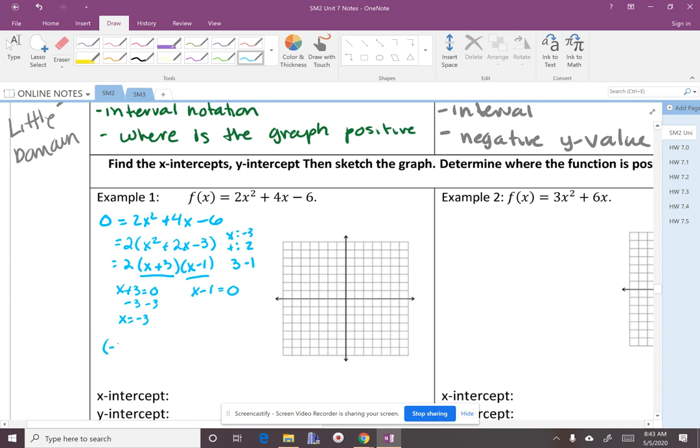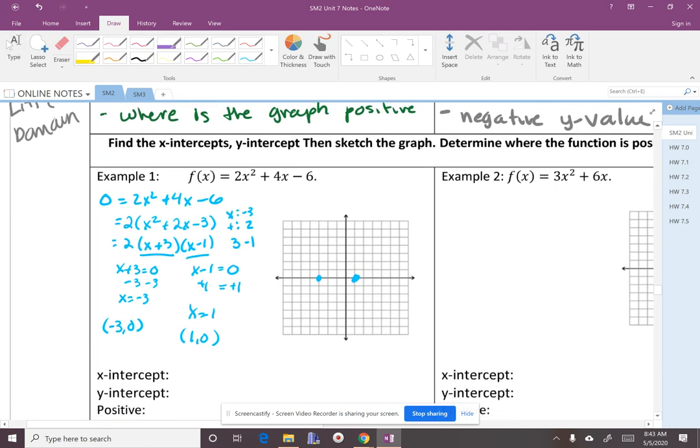So my first x-intercept is at negative 3, and I get x equals 1. So my other one is at 1, 0. I'm going to plot those, 1, 0 and negative 3, 0. If I remember graphing these from 7.1, I know that this is a quadratic and it's going to be symmetric. So one way or the other, I'm going to have symmetric points.